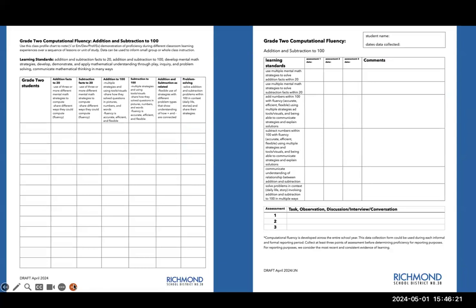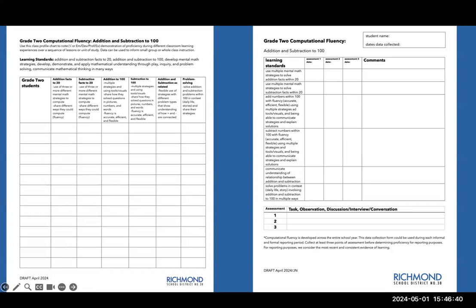And so on the portal, we have some up now and some more will be coming, but for computational fluency for K-5, there will be these class profile charts. So again, they're grade level specific, because the learning standards are grade level. But this first one, if you had a combined 2-3 class or 1-2 class, you write the students' names that are in that grade level. And this could just be on a clipboard.